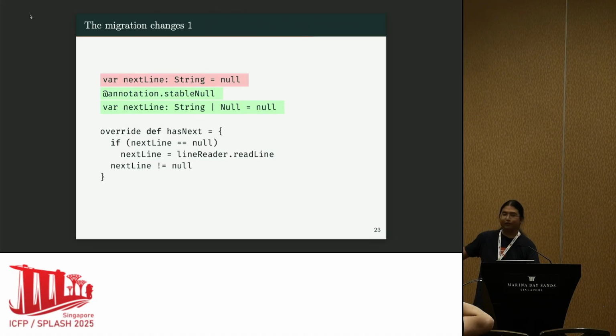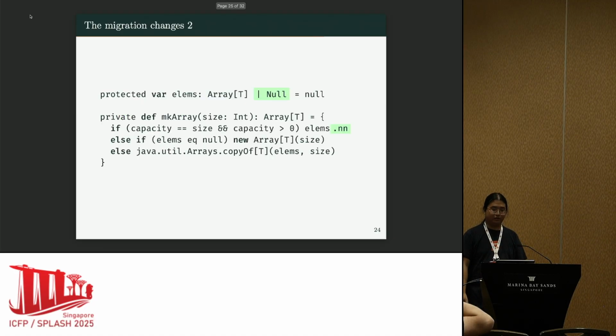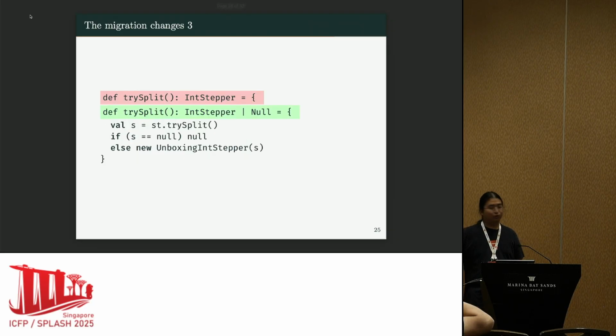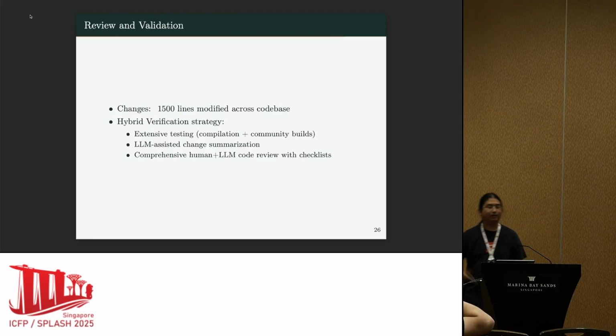So these are the kinds of changes it made in the end. It is able to change the field to null and add the annotation we want to enforce flow typing. It is able to update the signatures. It's able to add .nn at the places where you are only able to check nullability through some other logic. It's able to update the result types as we want. It's pretty good. So at the end, the total change is about 1,500 lines of code.